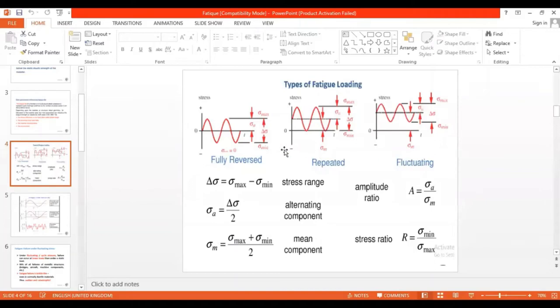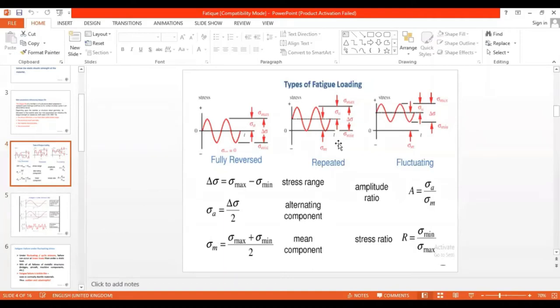So not much difference, only the axis or center point is different. All the other things are the same, right? In fully reversed, the symmetrical axis passes through zero, and about the zero, the maximum and minimum stresses occur, right? So this will be your cycle. The sigma max and sigma minimum, the range is delta sigma. So this is for fully reversed.